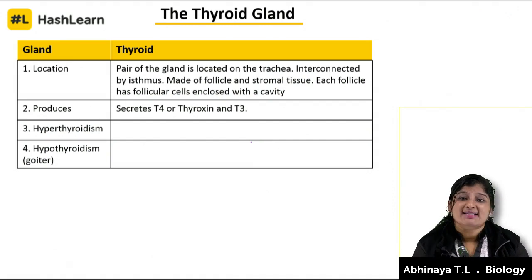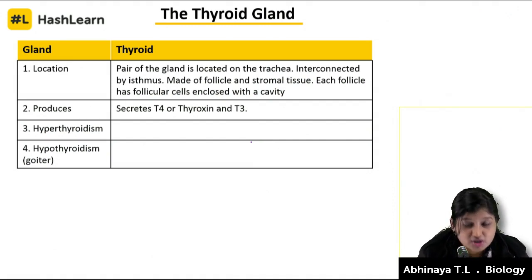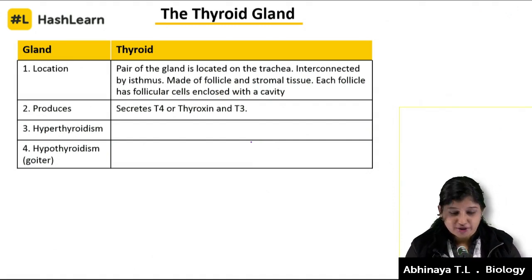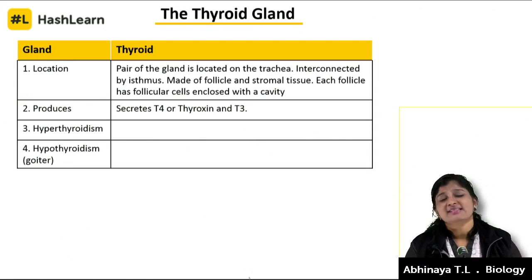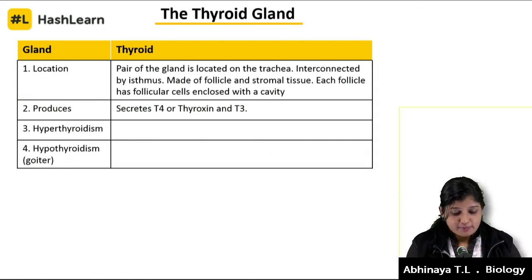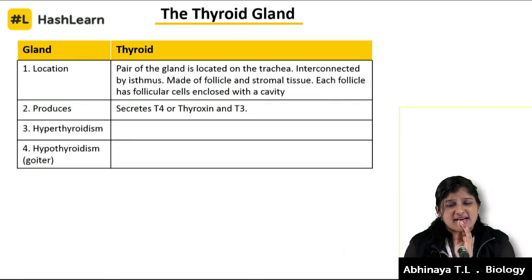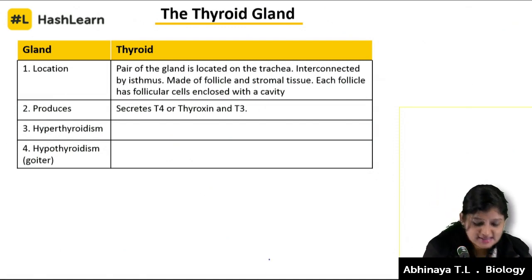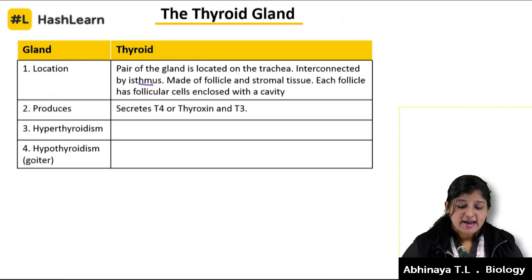So where is the thyroid gland present? Just imagine how it is present. A pair of glands is present on the trachea, interconnected by the isthmus. That means there are two lobes, connected by a thin tissue. These two lobes are connected by what is called the isthmus. Okay, it's made of follicles and stromal tissue.